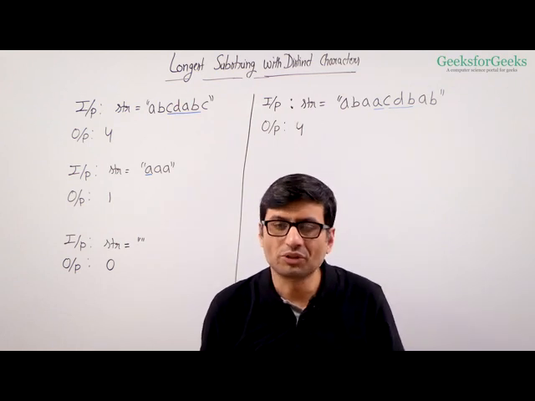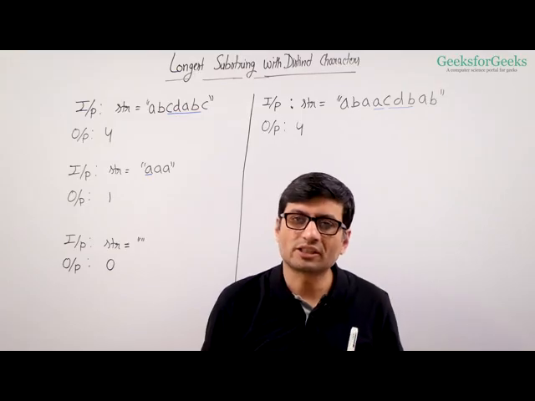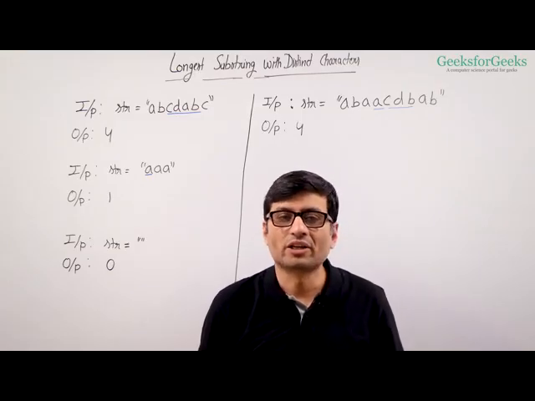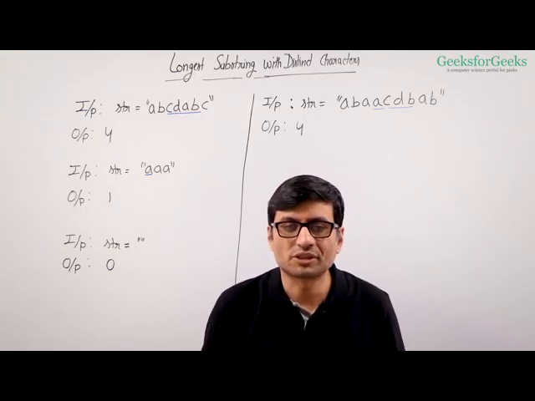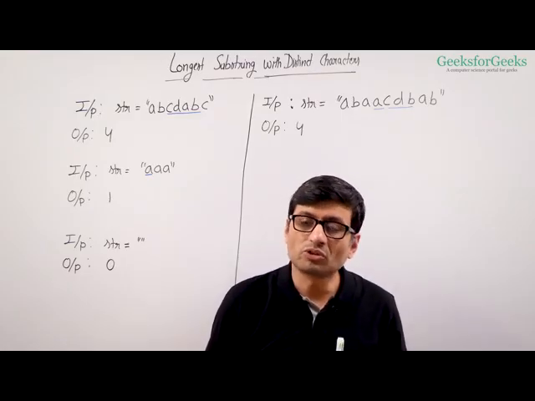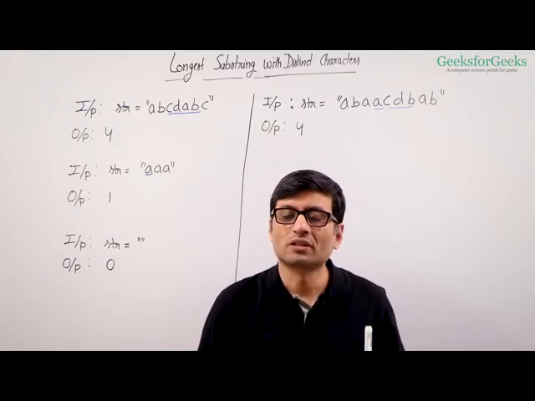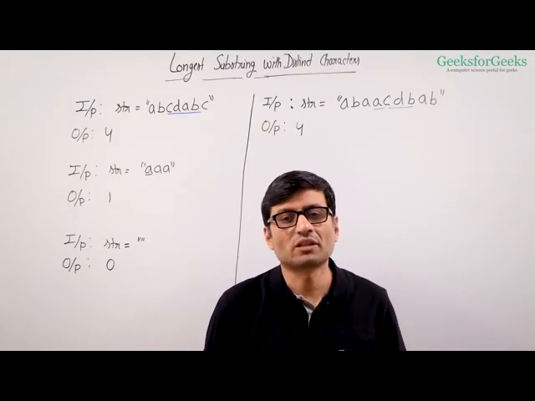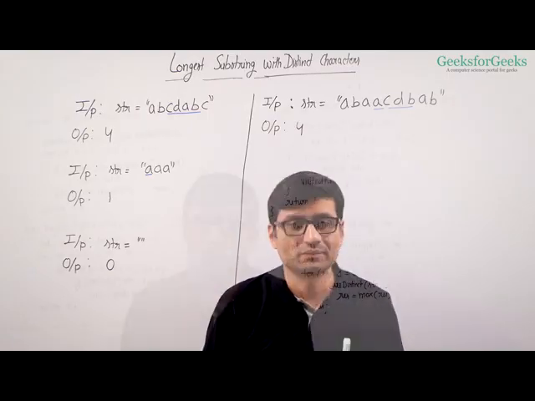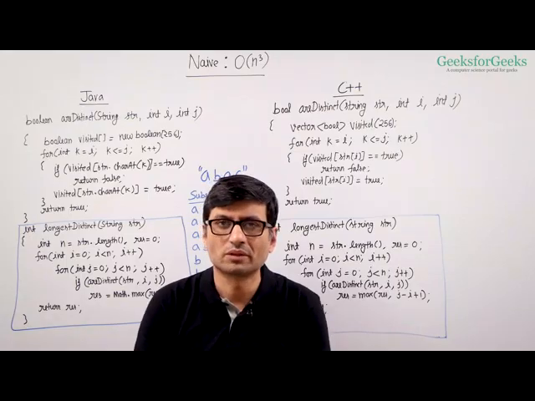Now please pause this video and try to write down a solution that takes a string as an argument and returns the length of the longest substring with all distinct characters. We are going to talk about 3 solutions for this problem. One is big O of n cube, then the second solution big O of n square, then the third solution big O of n. Let us first talk about a naive solution to solve this problem.